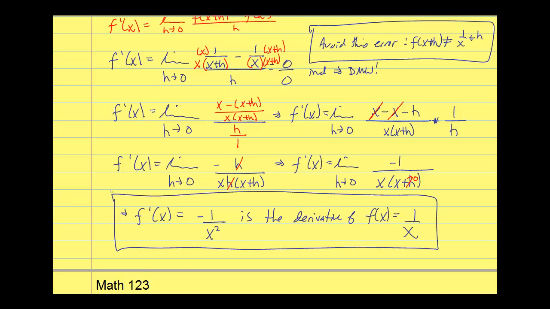So again, lots of algebra. There's actually very little calculus going on here except for that limit at the very end that we look at. Now again, this negative 1 over x squared is the slope of the tangent line anywhere on the graph of f of x equals 1 over x. The only thing I need to do is to come up with a point to try and describe that. Let's go ahead and look at some other examples.